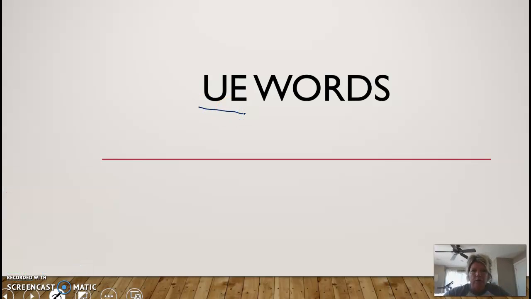So the other day when we were talking about these UE words, we found out that the UE is used most of the time at the end of a word. So if you hear a word that has the oo sound at the end, it's probably written with the UE. There are not a lot of words that end with the oo sound, and today we're going to go through the most common words. So let's go to your paper and let's dictate a few words.